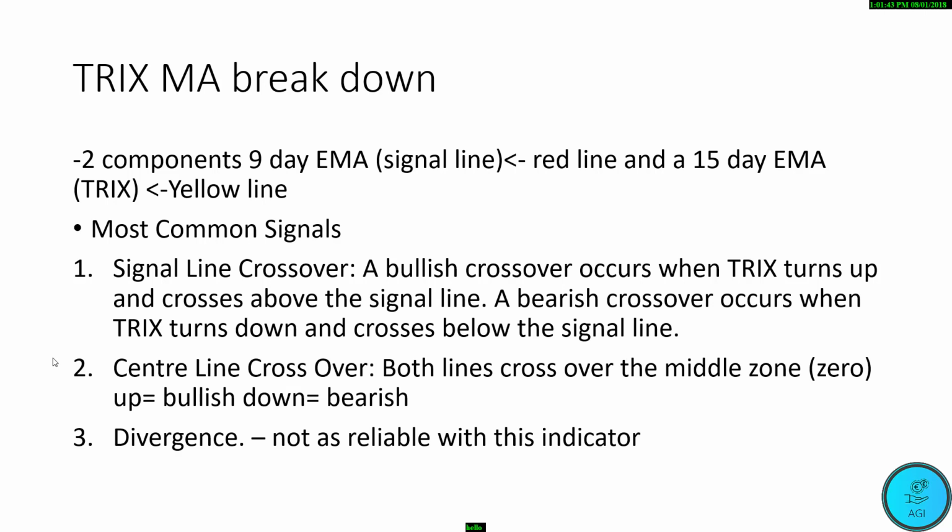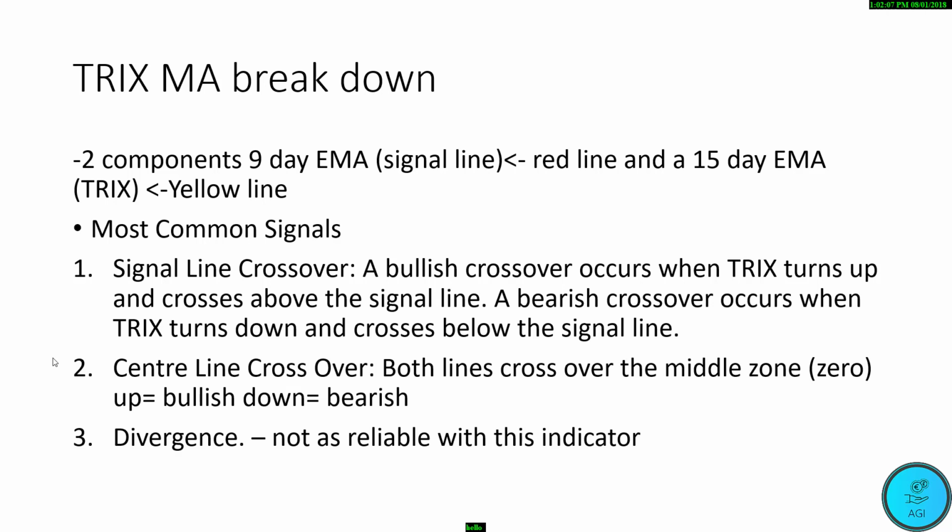All right, so we're going to go into the Trix MA breakdown. We have two components. We have the 9-day exponential moving average, which is the signal line. Again, these use exponential moving averages instead of just normal moving averages. And then we have the red line, which is the 15-day exponential moving average. Again, the most common signals are the crossover, same as MACD, the center line cross, and divergence.